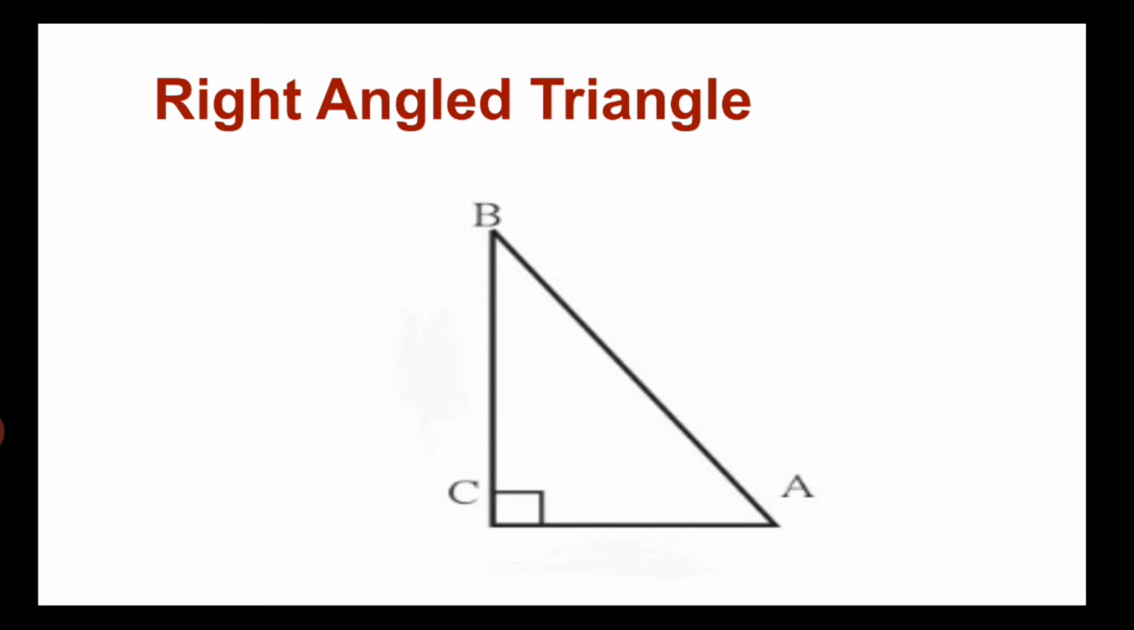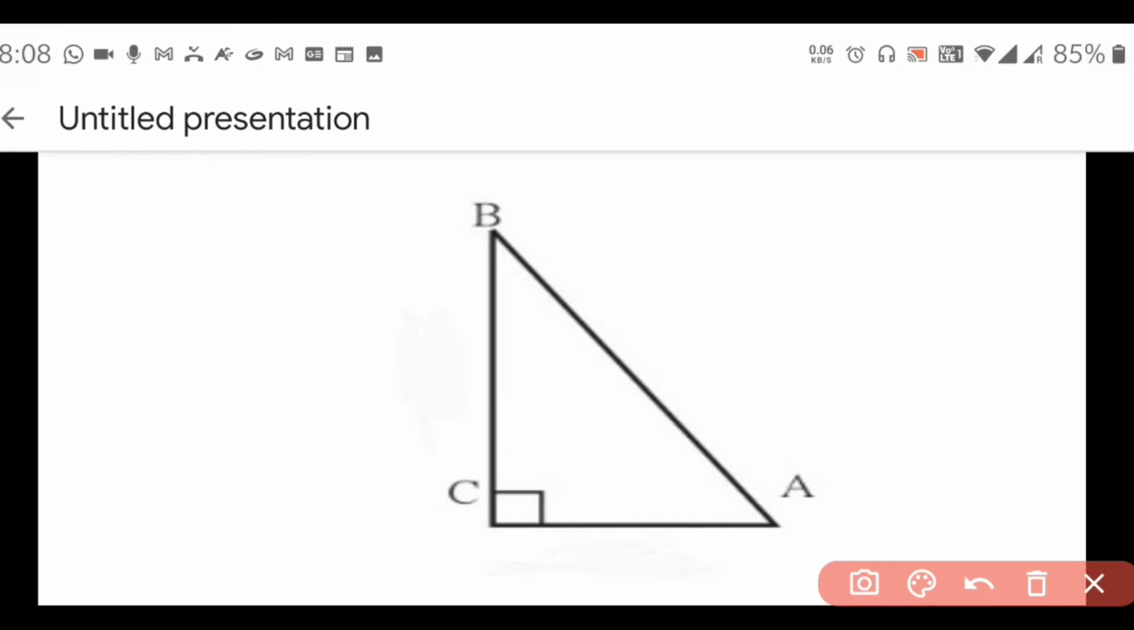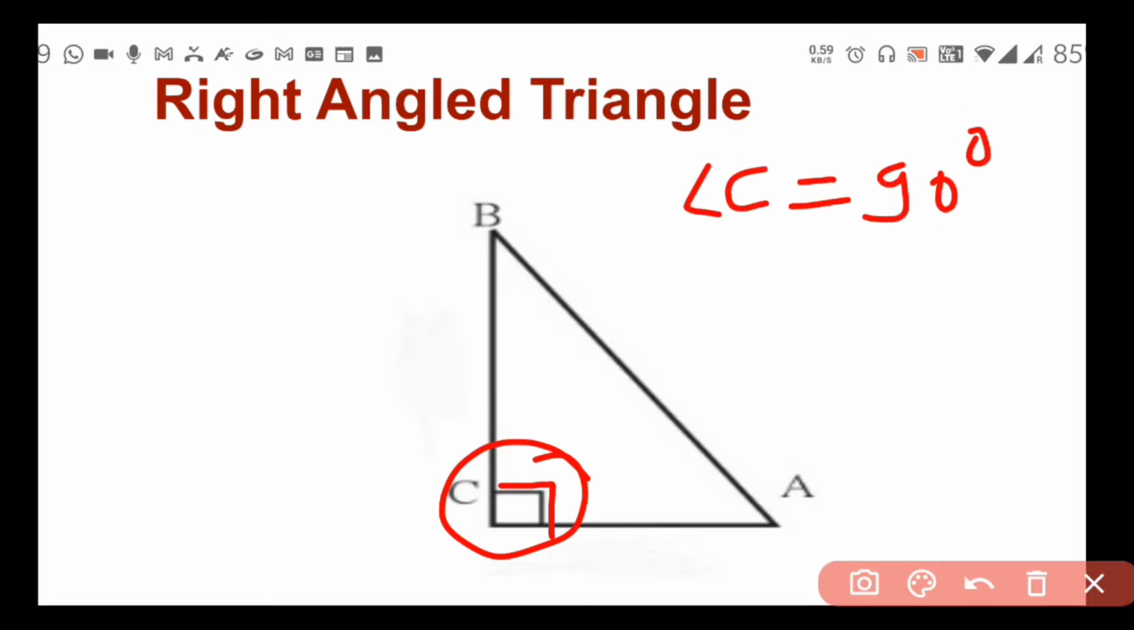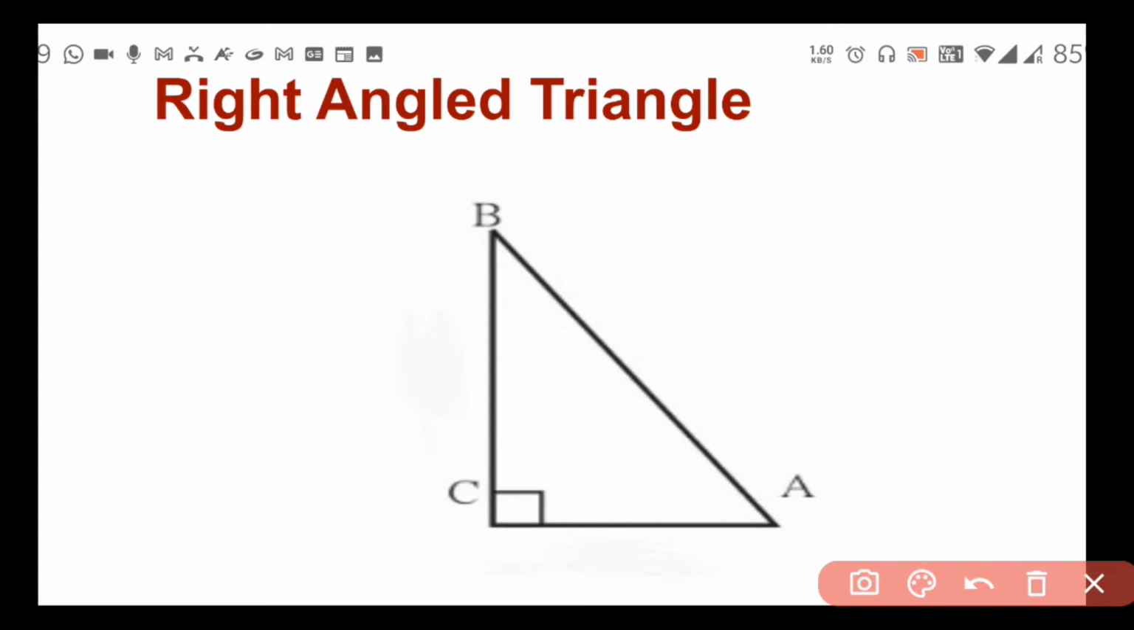Why this triangle is a right angle triangle? Because angle C is 90 degree. Here we can see the symbol of 90 degree, and as one of the angle is of 90 degree, that's why this triangle ABC or ACB is a right angle triangle. So when one angle is of 90 degree, we can say that the triangle is right angle triangle. And there are 3 sides in each and every triangle. We know that. Here also we can see 3 sides, side BC, side AC and side AB.